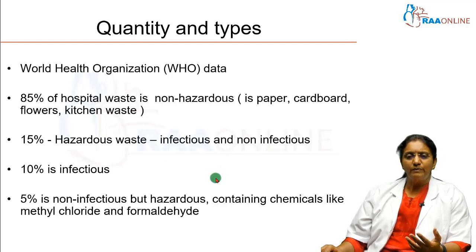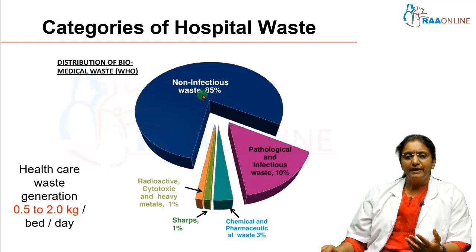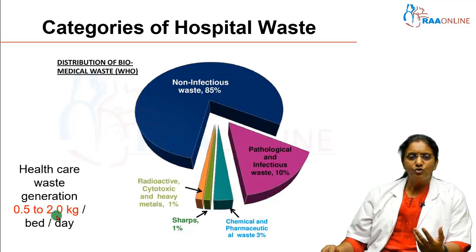So this is how we will be classifying the waste, and this is a pie diagram which is representing the same data which I told you. So 85% being non-infectious waste, and then you have 10% being the infectious waste, and then you have the other types of pharmaceutical, cytotoxic, radioactive waste and all that. And in India, for one inpatient bed, you can have between 0.5 to 2 kg of this waste being generated per bed per day by most of the hospitals in India.